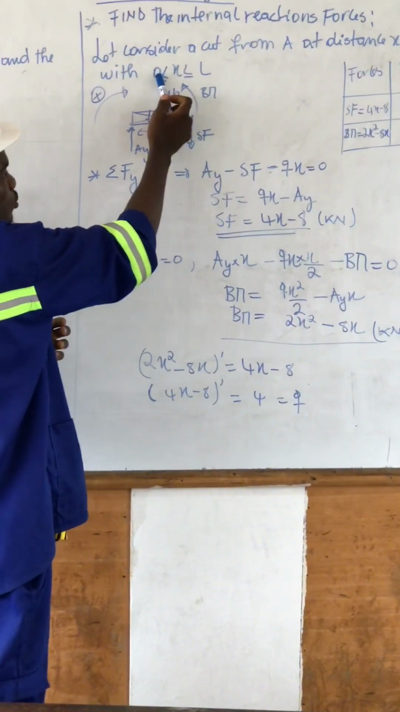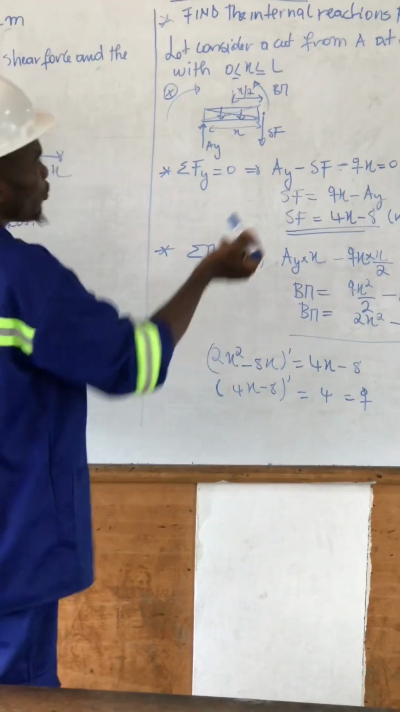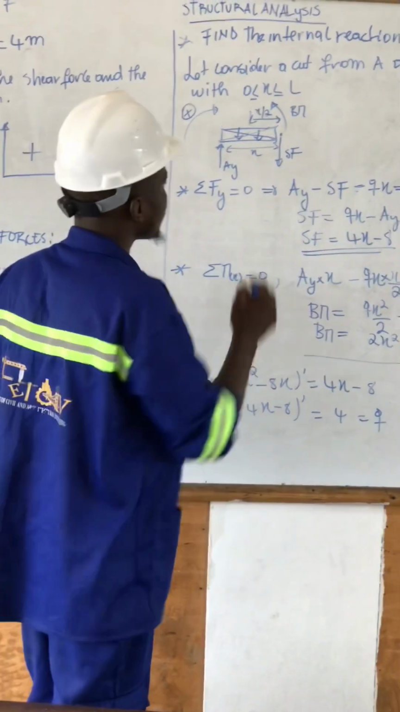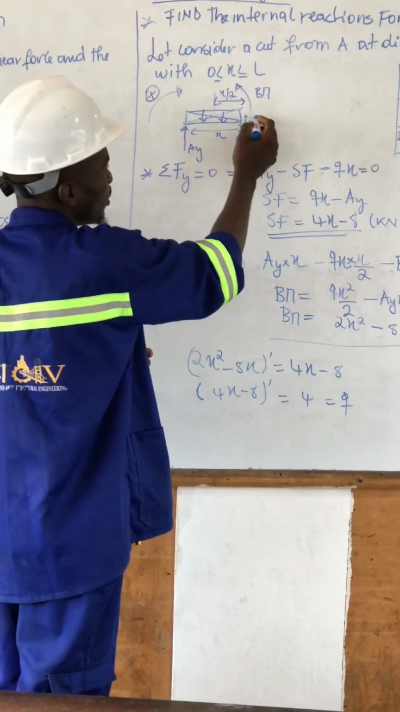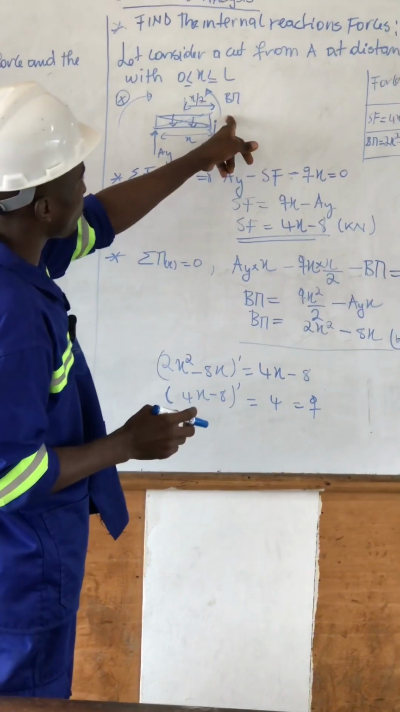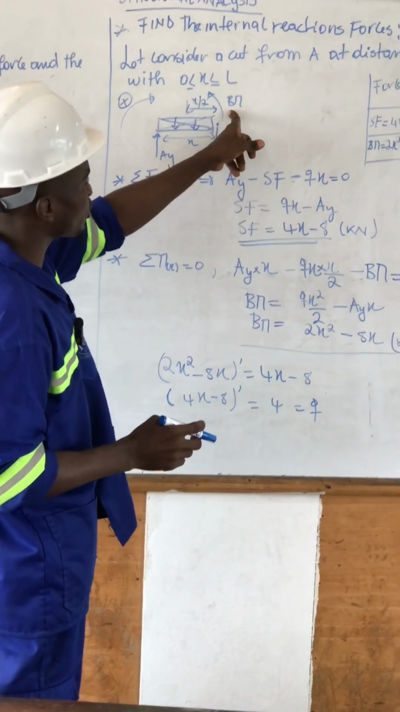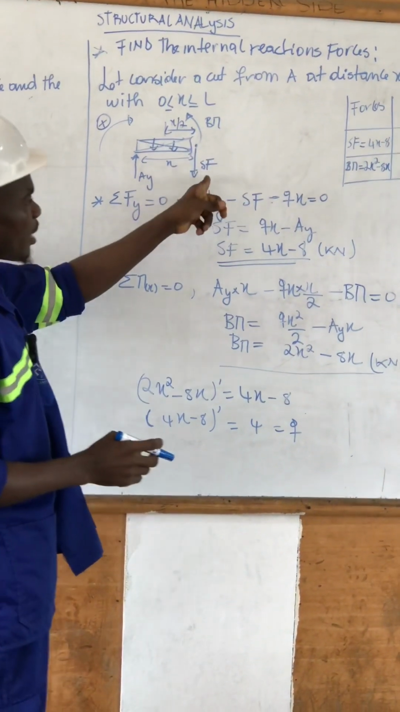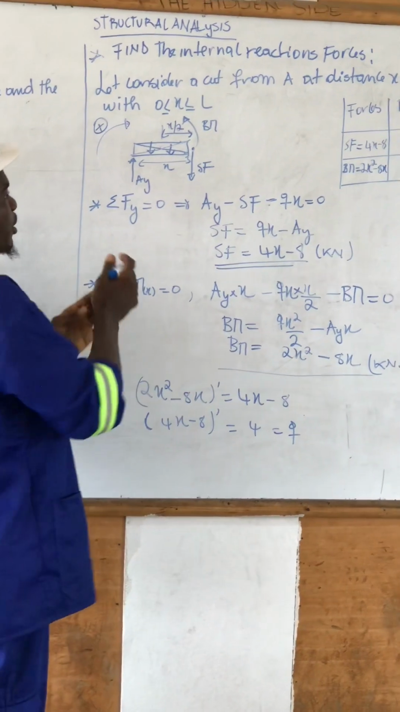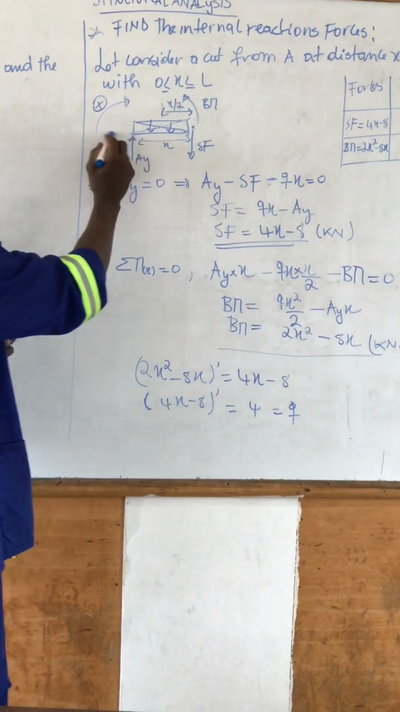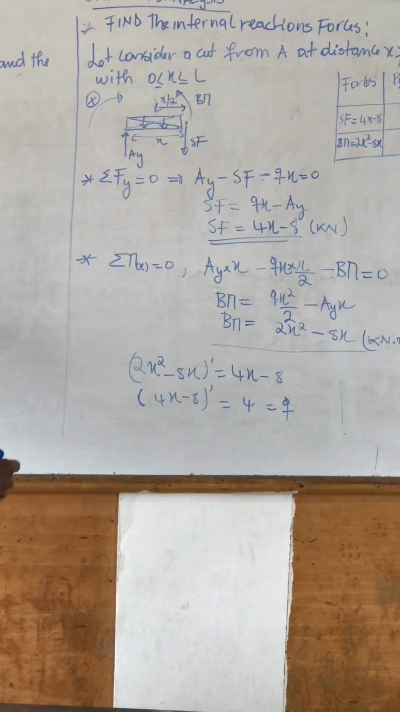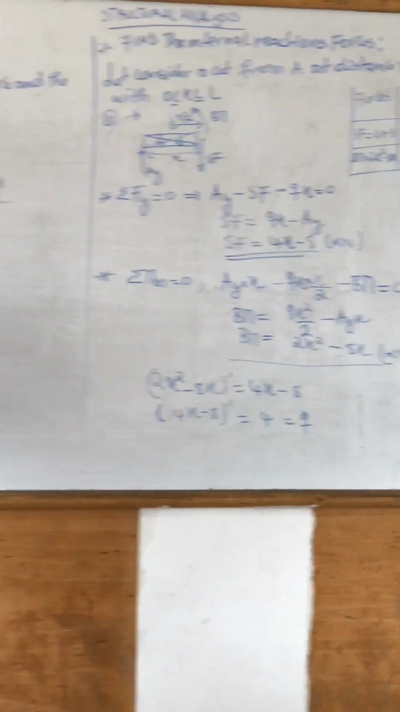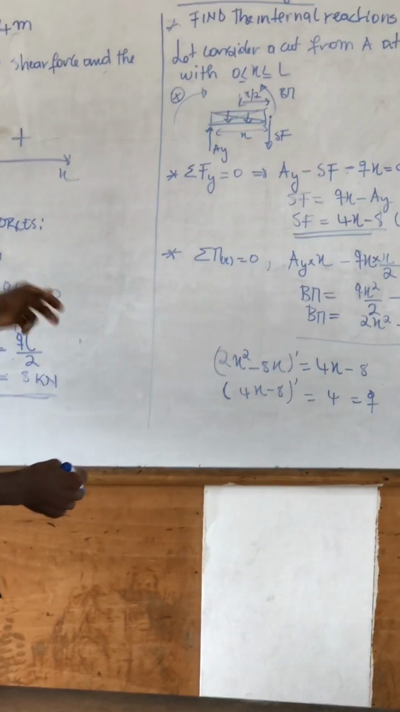That's why x is between 0 and L. So we draw the cut, and here you can represent the internal reaction forces, which are the bending moment and the shear force. Okay, we don't need to represent AX again here. That's the external reaction force along the x direction because it's already equal to 0.